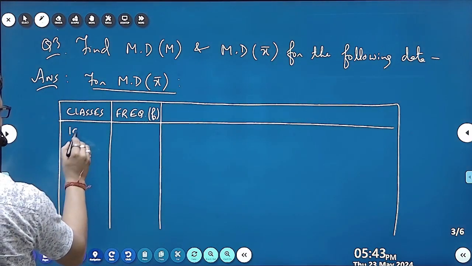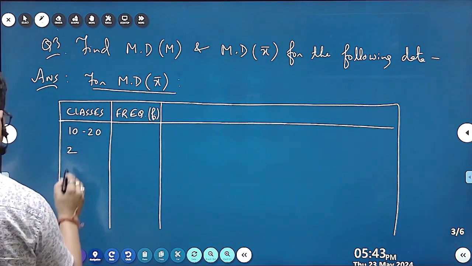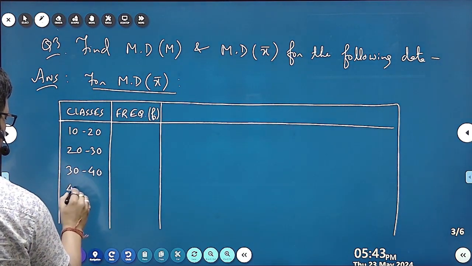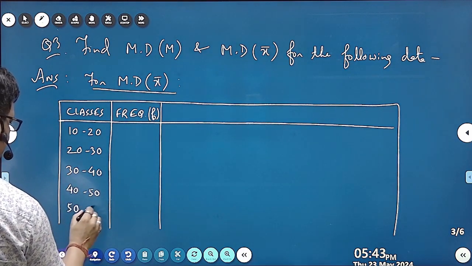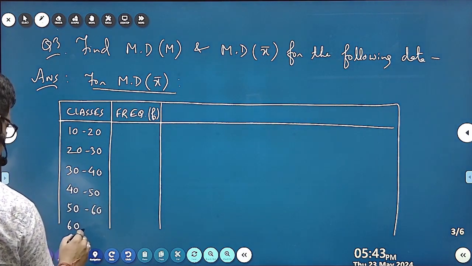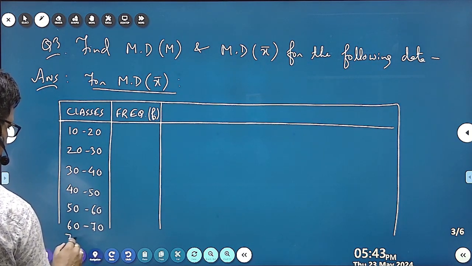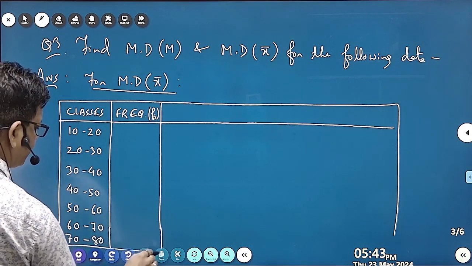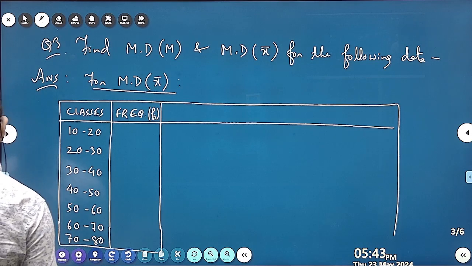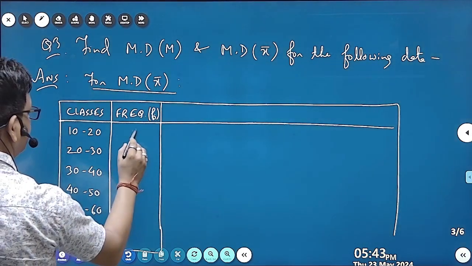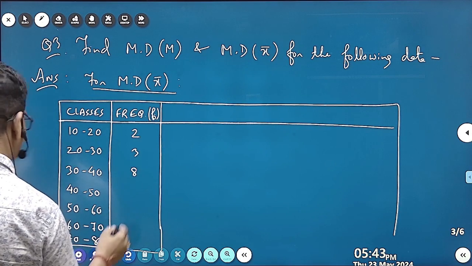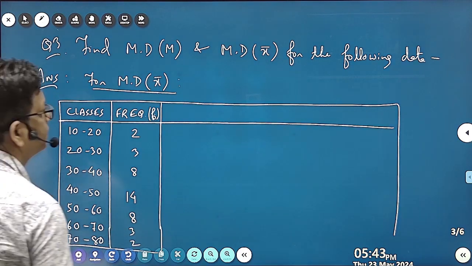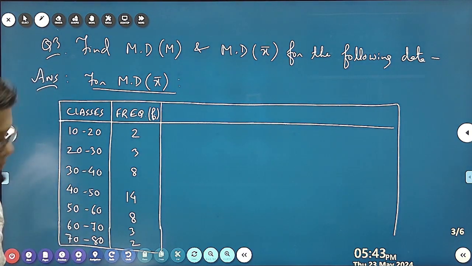Now this is, suppose, 10 to 20, 20 to 30, 30 to 40, 40 to 50, 50 to 60, and suppose 60 to 70, and 70 to 80. Suppose this is the question for which you are asked to find the mean deviation about mean. So this is 238, 238, 148, 32. Okay. I'll just write down the columns that are required.